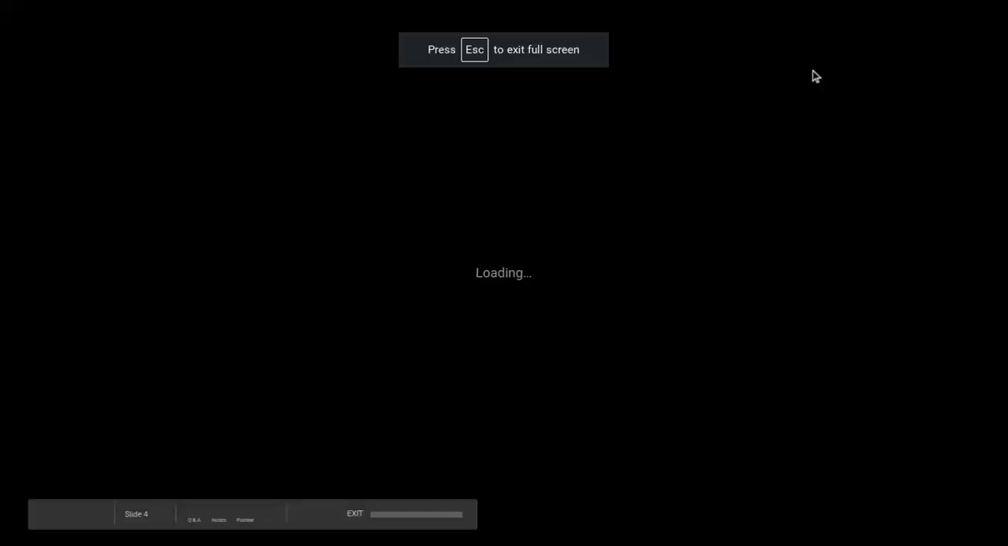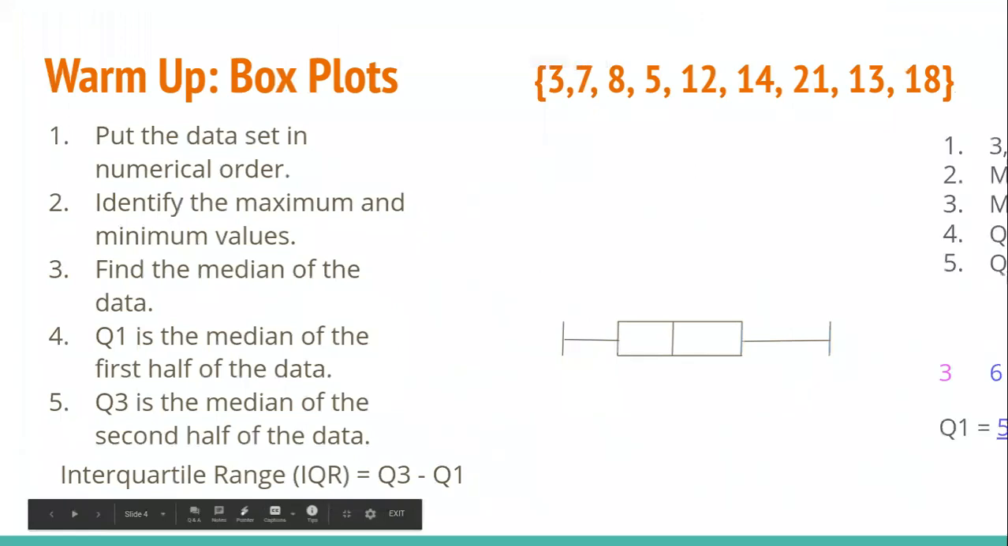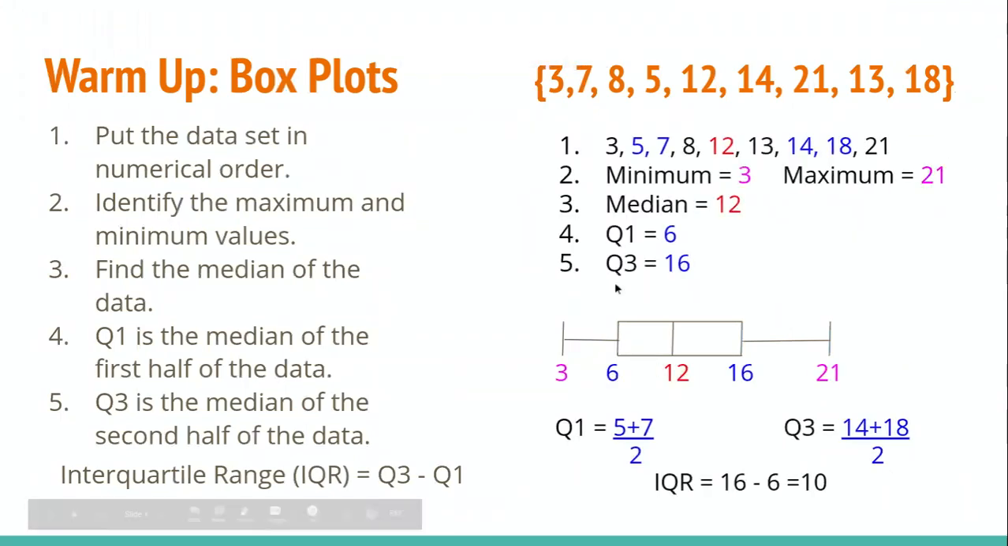Okay, so again, we put them in order first. We found the minimum, 3, the maximum, 21. Then we found the median of the data set, which was 12. Then we found Q1, which came from the first half of the data. And again, 5 and 7 sit in the middle. So in order to find the median, we have to add them together and divide by 2.